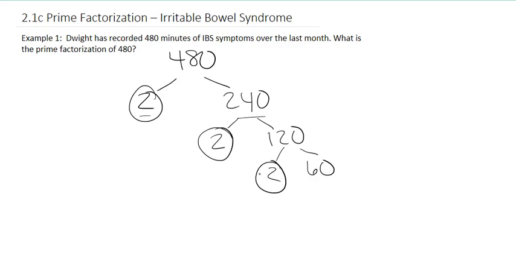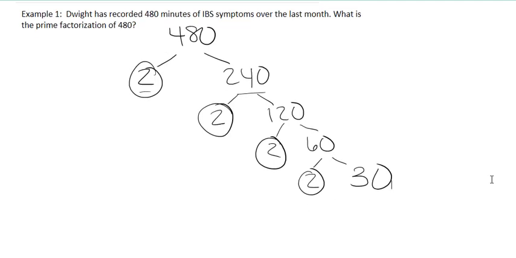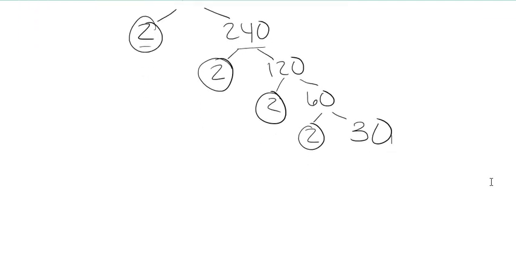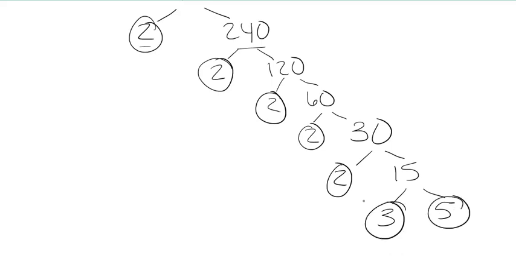Now we have 60. 60 can be divided into 2 again. So we'll keep the 2, and we have 30 here. Then we have 30, so we divide this by 2. You get 2 and 15. We circle the 2 because it's a prime number. Now 15 can be divided by 3 and 5, and these both are prime numbers.